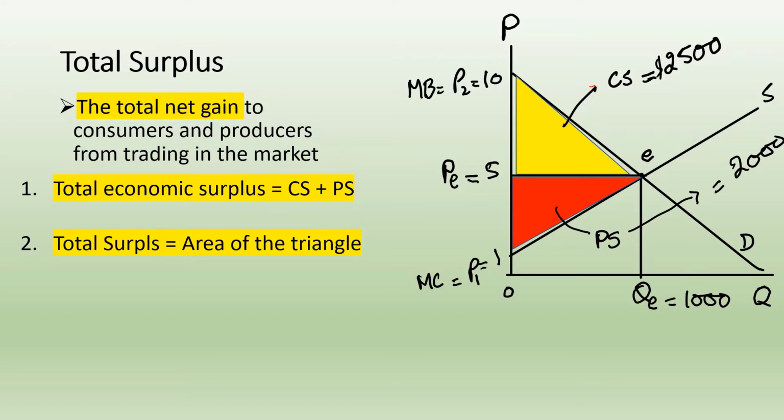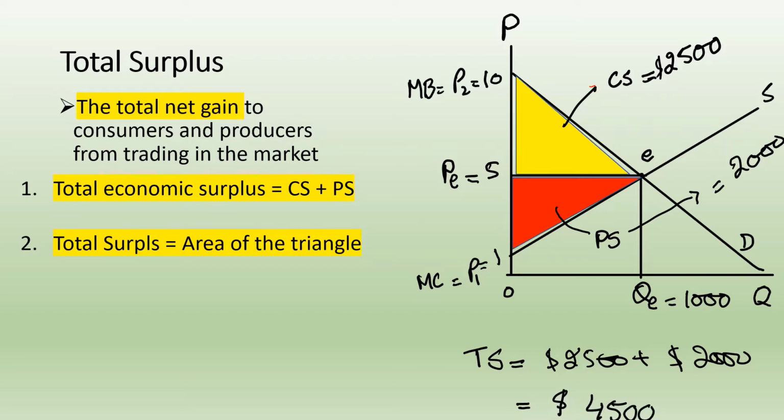And now you have everything to use the first method to calculate the total surplus. What you have to do is take the sum of both of these surpluses, and you will have the total surplus equal to 4500. So you have completed the understanding of the first method.